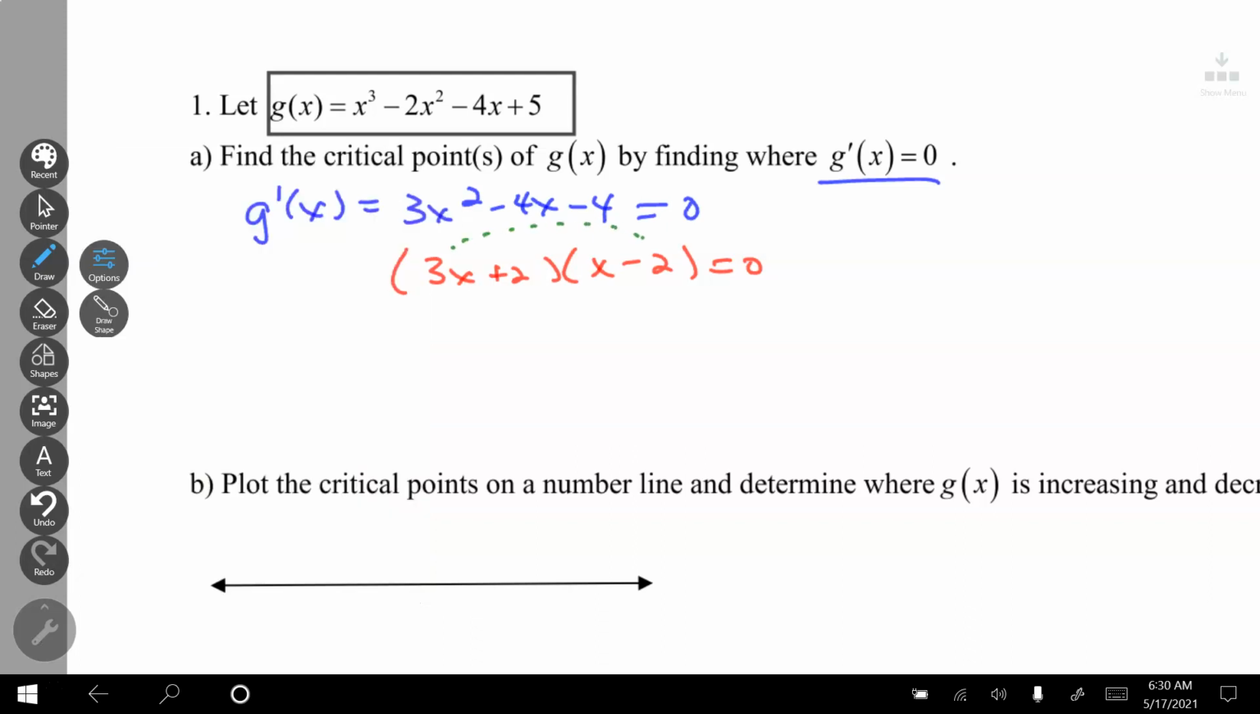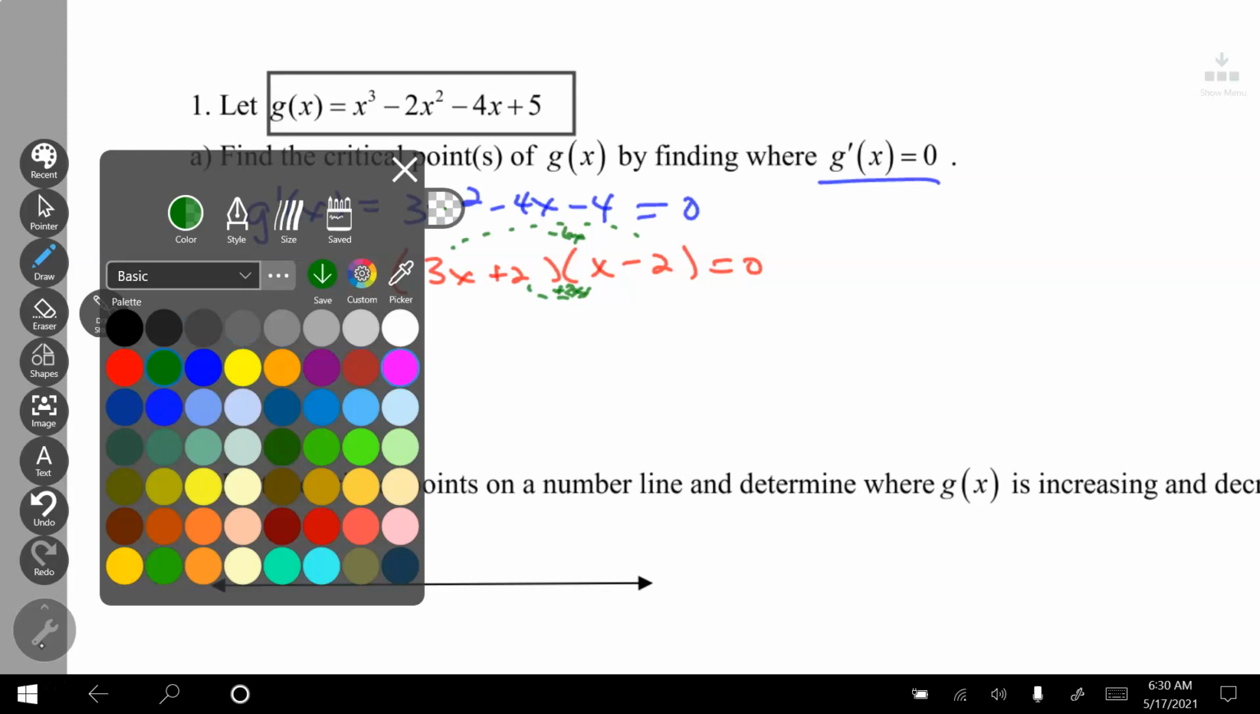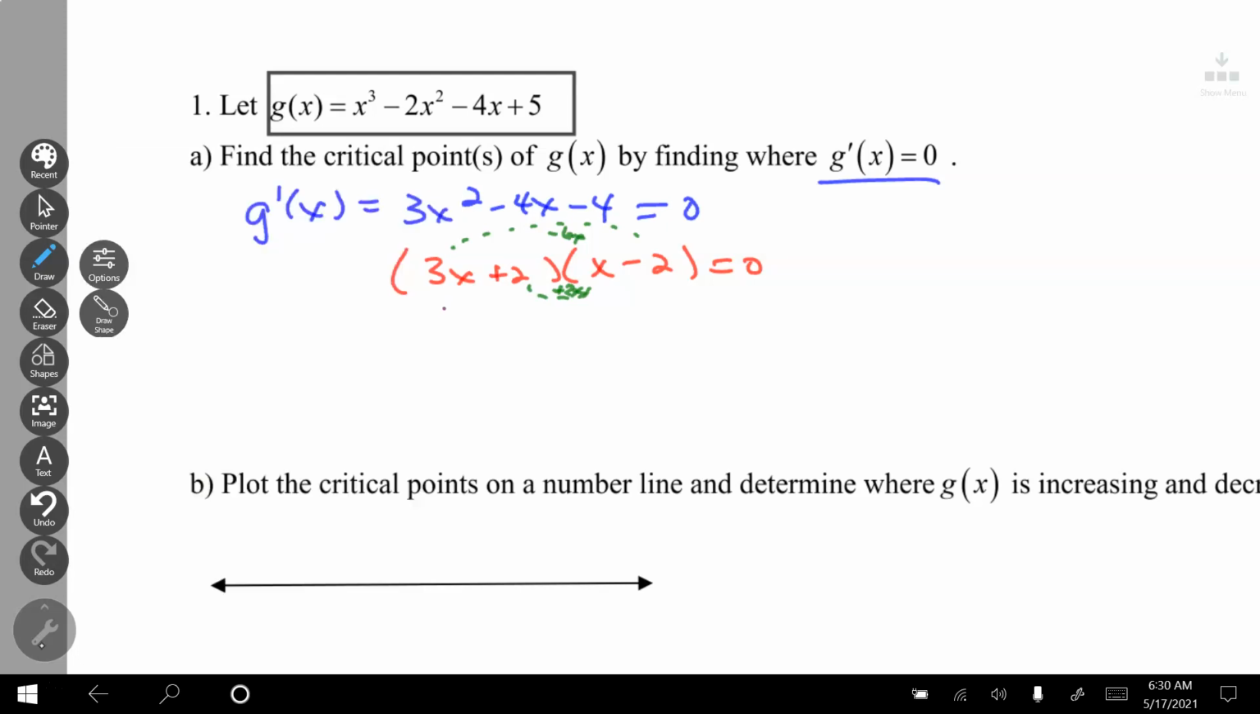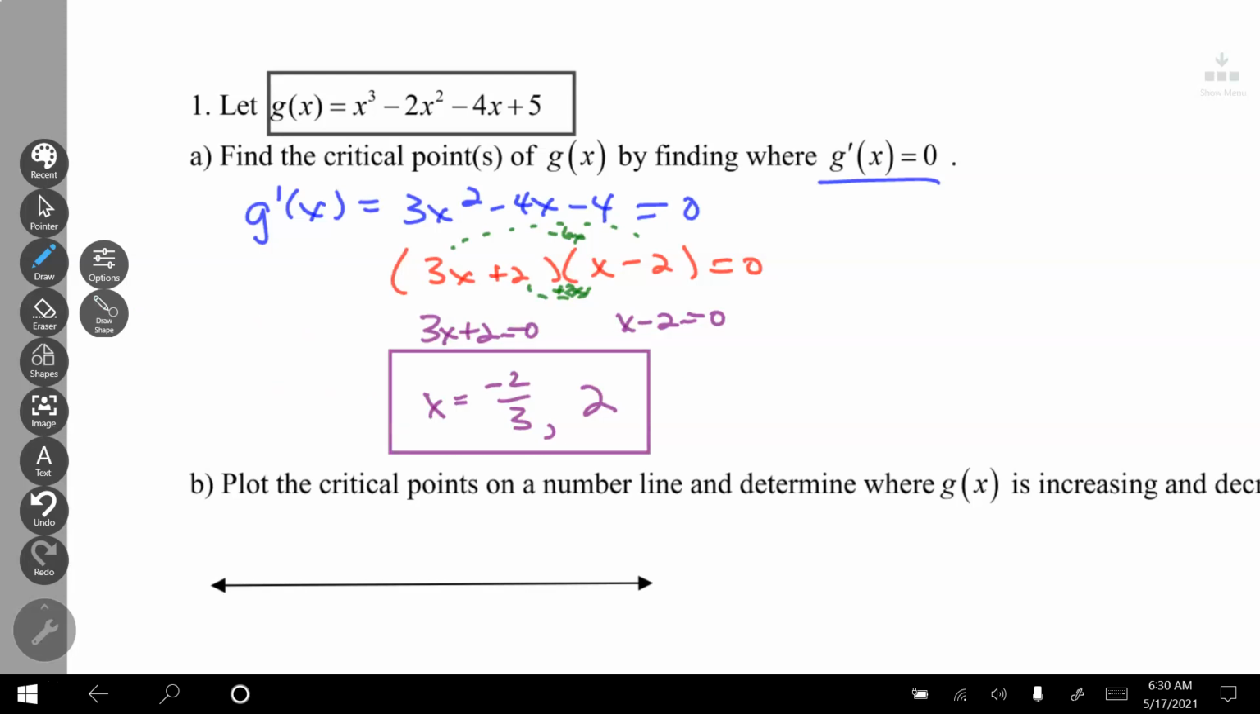I notice I get minus 6x plus 2x. I get my negative 4x that I want. Now I'm going to solve for it. I get 3x plus 2 is equal to 0. X minus 2 is equal to 0. So I get x equals minus 2 over 3. I get x equals positive 2. And these are my critical points.